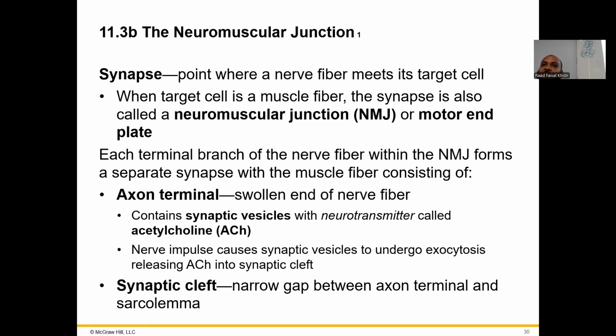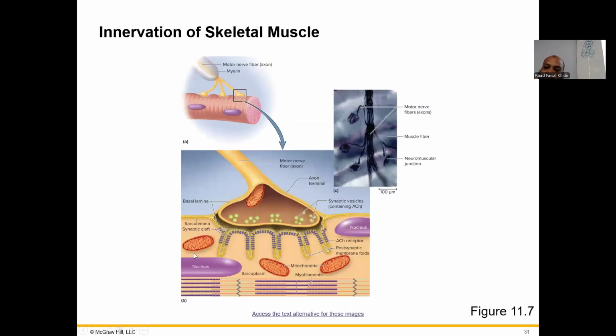So the synaptic cleft is a narrow gap. It is a narrow gap between the axon terminal and the sarcolemma. That's the synaptic cleft. We're going to see it.